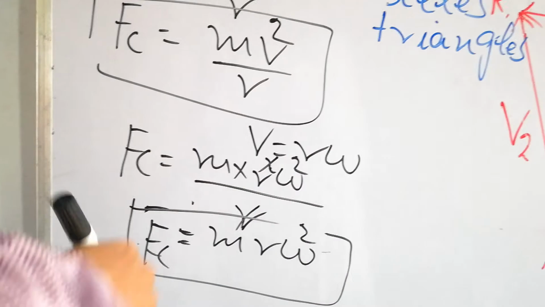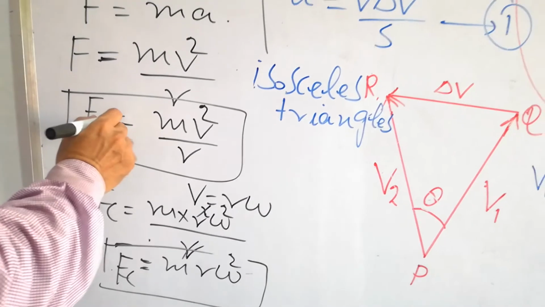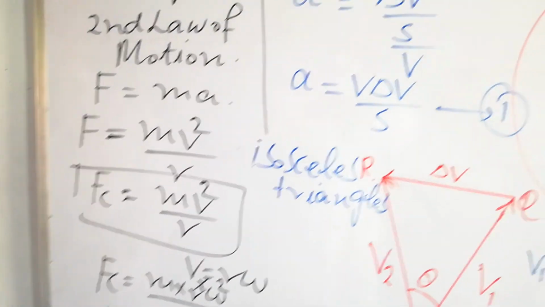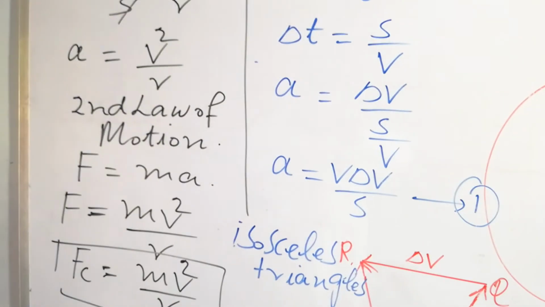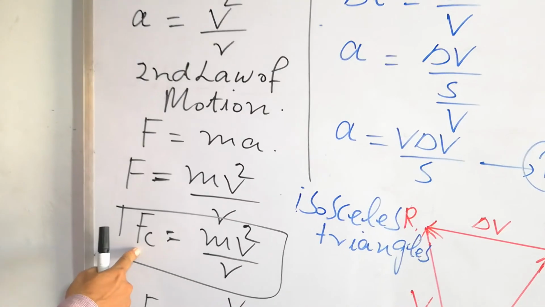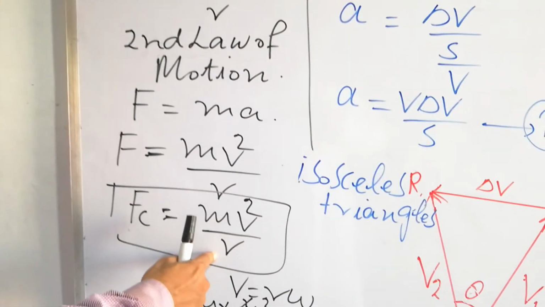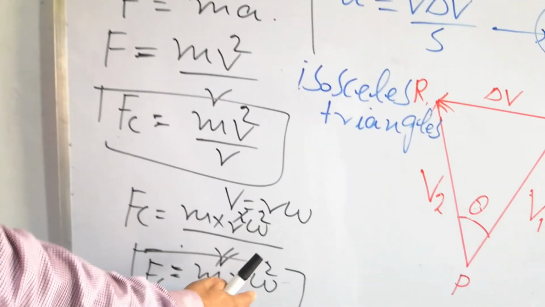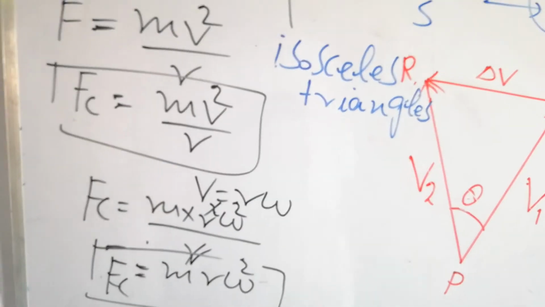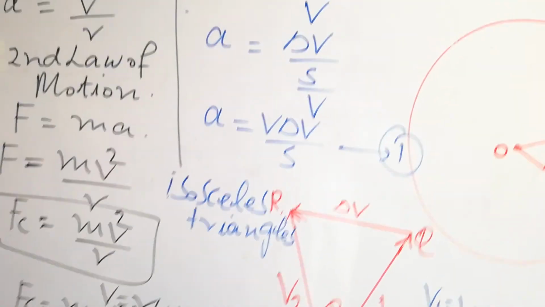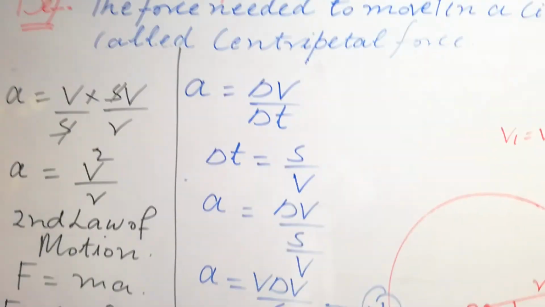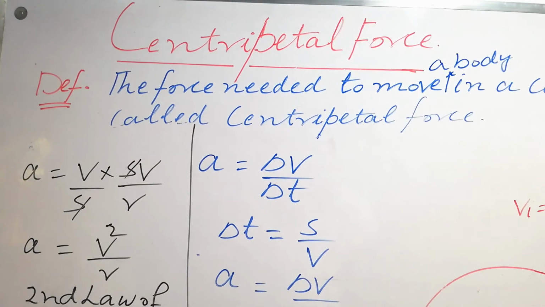So students, in the paper, the very important question is that you have to prove the centripetal force Fc is equal to mv square over r, or Fc is equal to mr omega square. So students, its unit is Newton because it's a force and its unit is Newton.